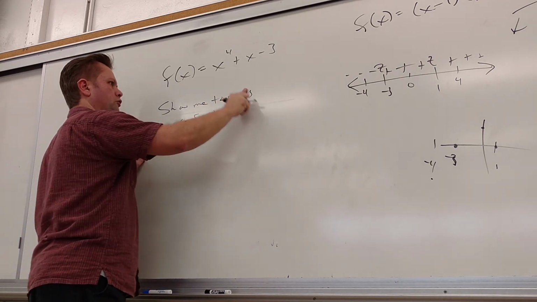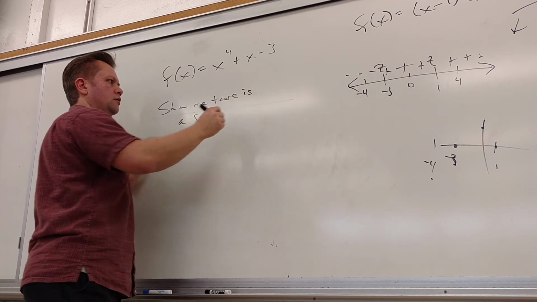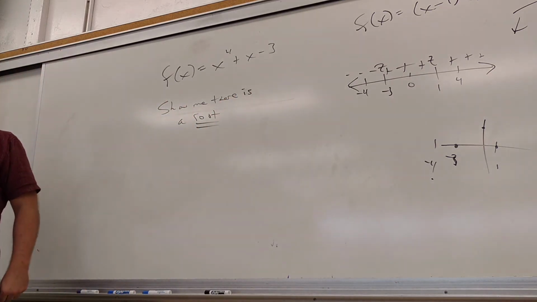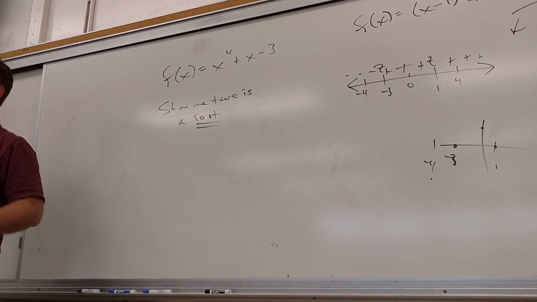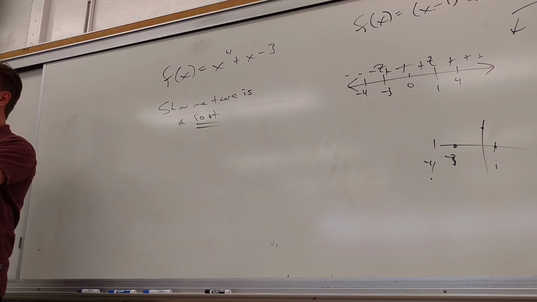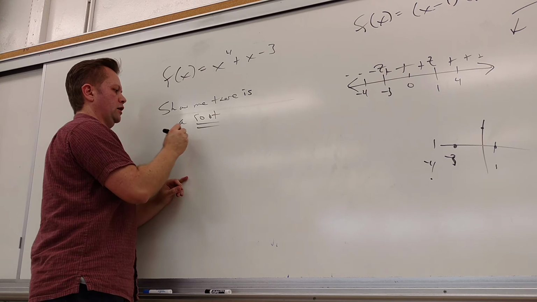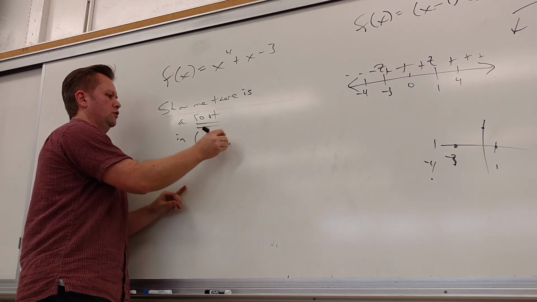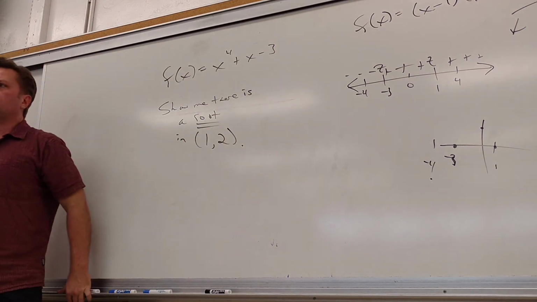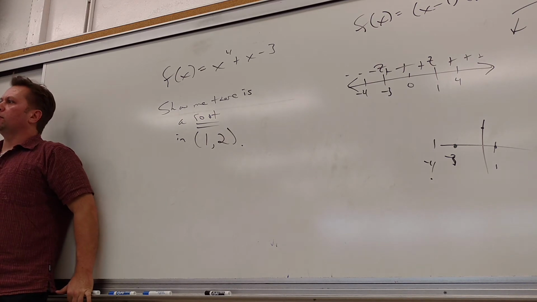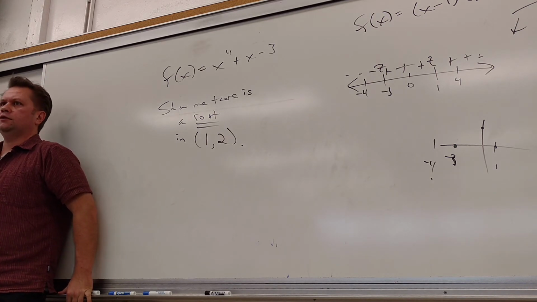And you're okay with the word root, right? What's another name for the word root? Zero. What's another name for the word zero? The what of the graph? X-intercept. Right, so that's x-intercepts. Show me there's an x-intercept in 1 to 2. Well, now you have a very easy way to do that with the intermediate value theorem. Let's see if you guys get this.